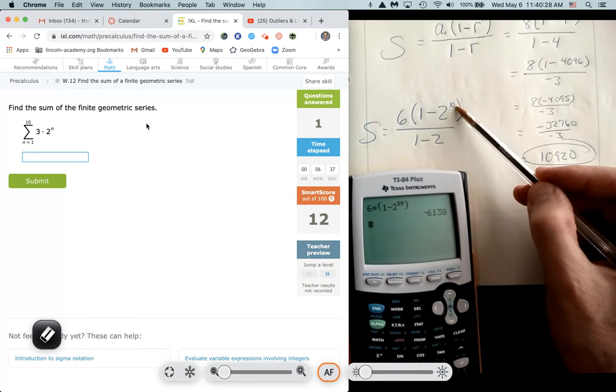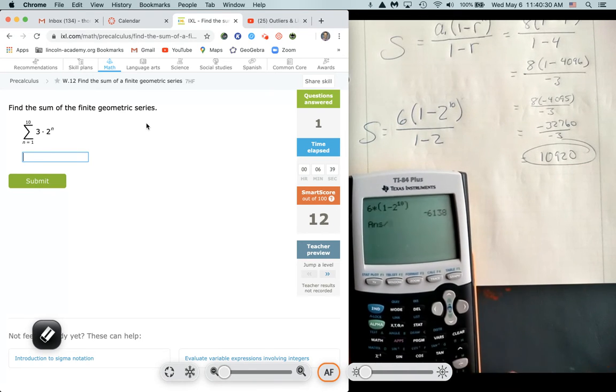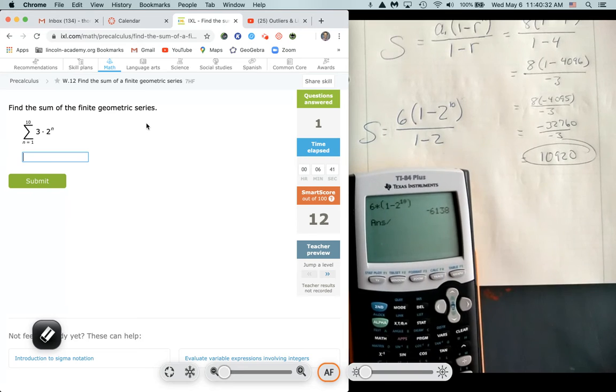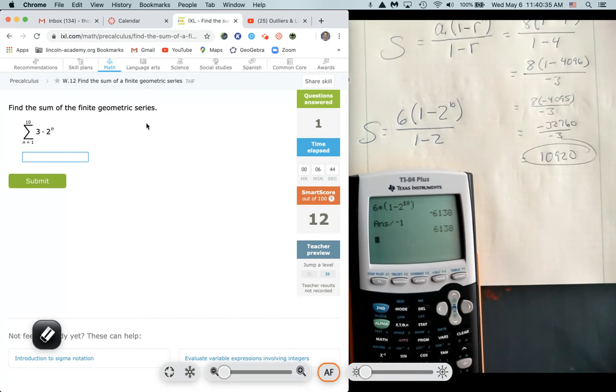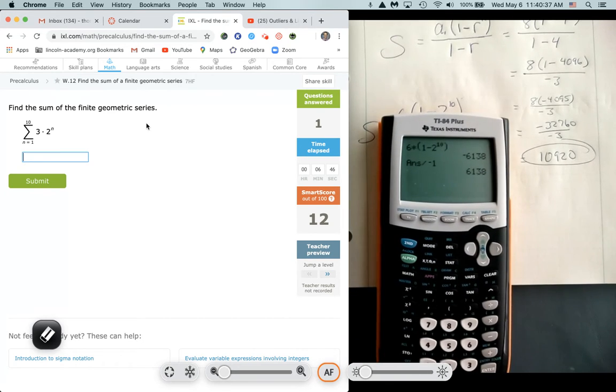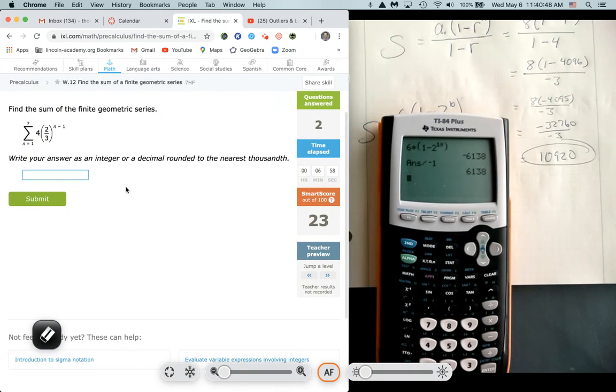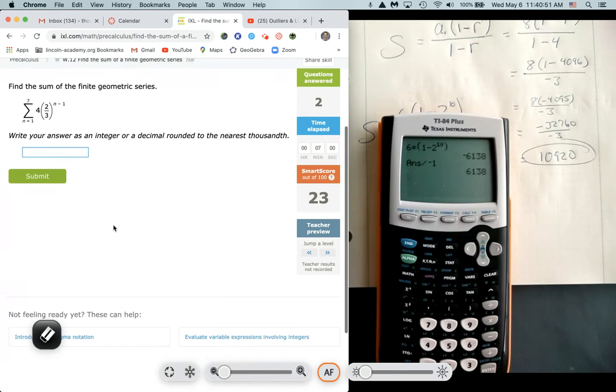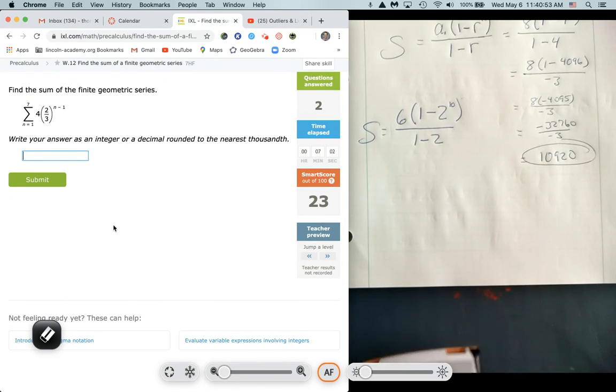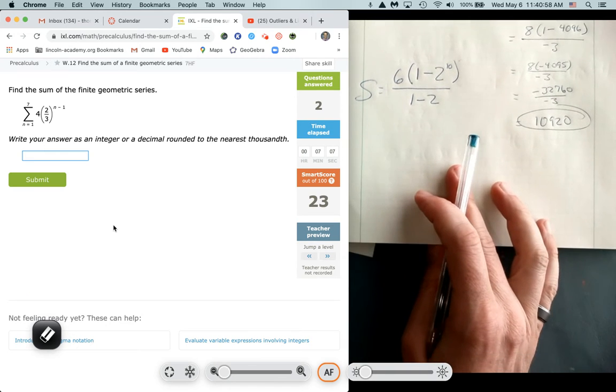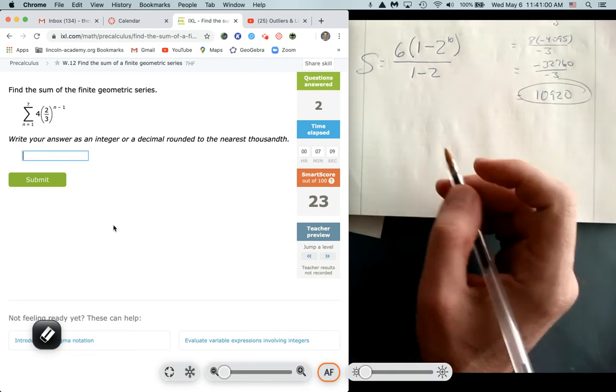That's this numerator. And then I'm going to divide it by, well, I'm dividing by -1. So maybe that number, I knew I just needed to change the sign. So the sum of this finite series is 6,138. So again, be careful with your fractions. The reason they do this is because it becomes easier and easier to do with fractions versus doing each term individually.